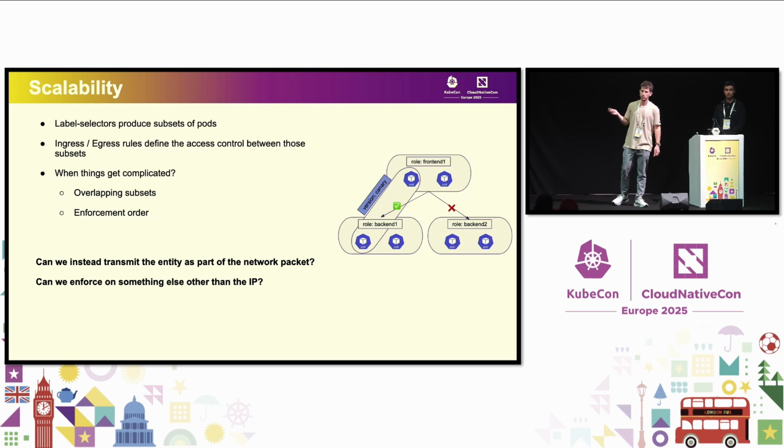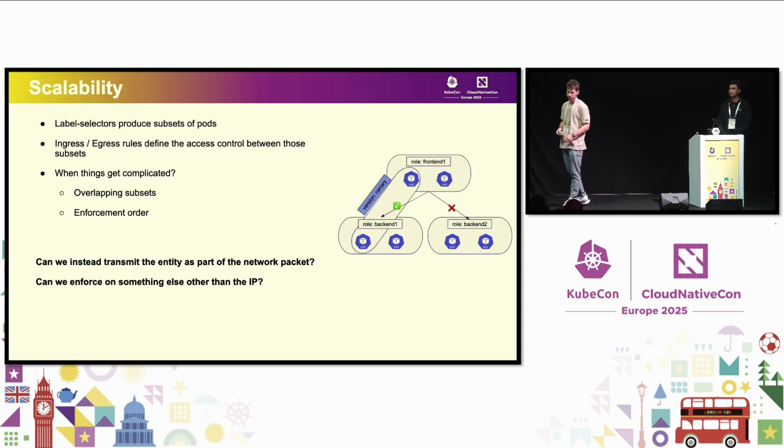Now, the question we're asking ourselves: can we instead transmit the entity as part of the networking packet, right? Right now, it's not there. We have IPs, but if we are able to transmit the entity as part of the networking packet, then we can save the mapping between labels and IPs and some of the eventual consistency nature of it, and be more strict and secure about the network. Can we enforce on something else other than IPs?